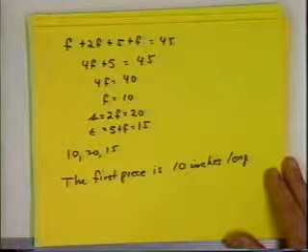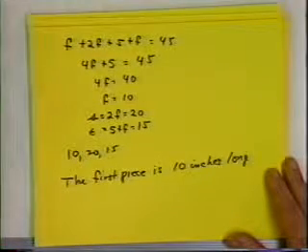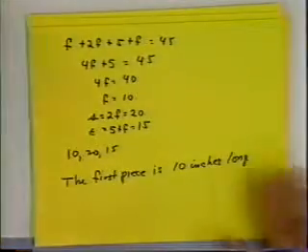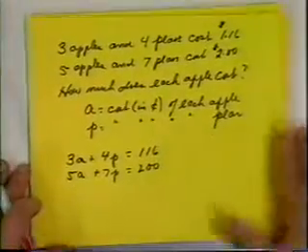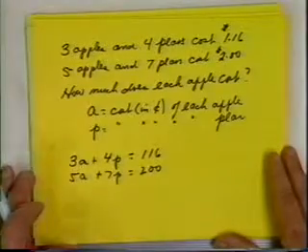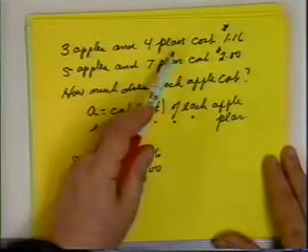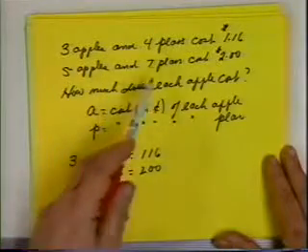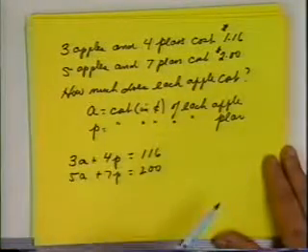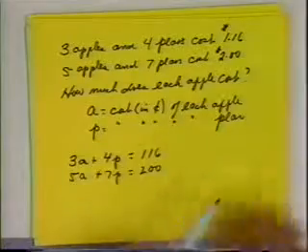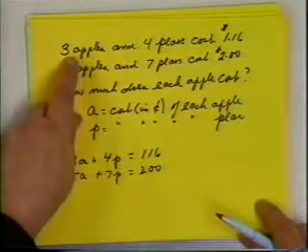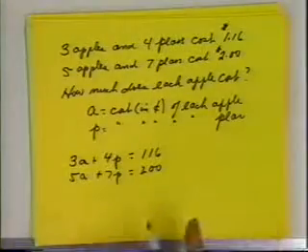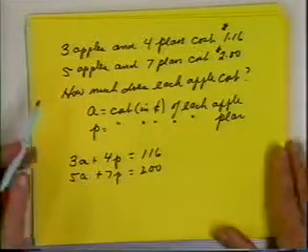By the way, sometimes we have problems that get even more complicated in terms of trying to keep track of things. Let's conclude with one more example, say. It says 3 apples and 4 pears cost $1.16. At the same time, 5 apples and 7 pears cost $2. How much does each apple cost? We're assuming that the apples are all equally priced and the pears are all equally priced. You're buying them by the piece, not by the pound. It says, how much does each apple cost?